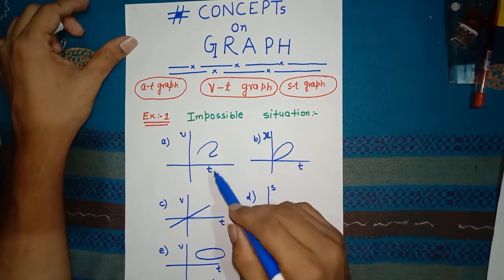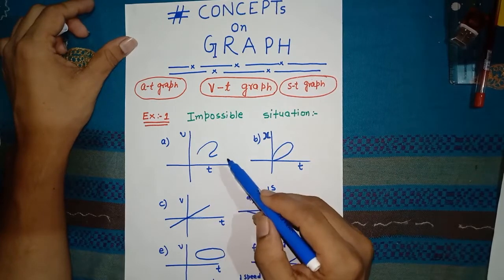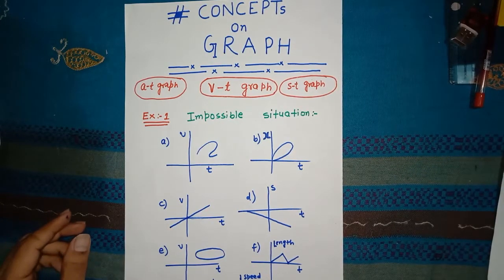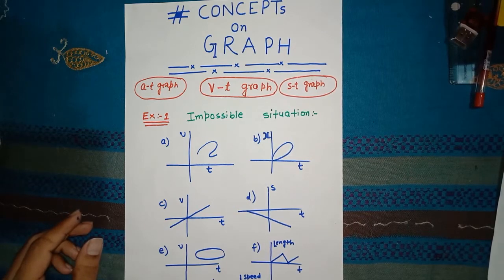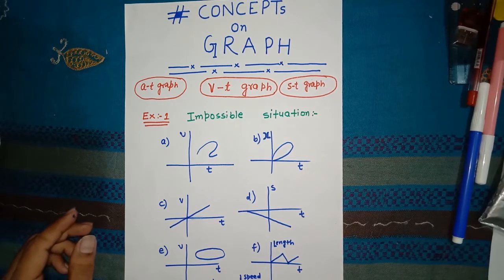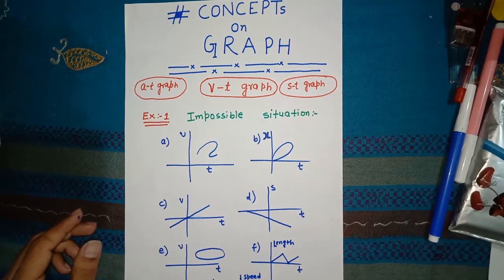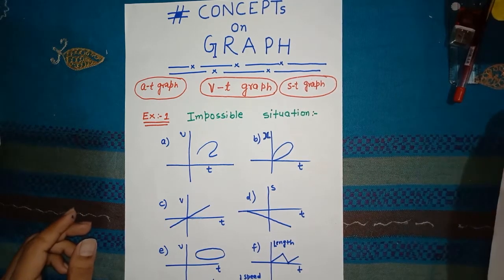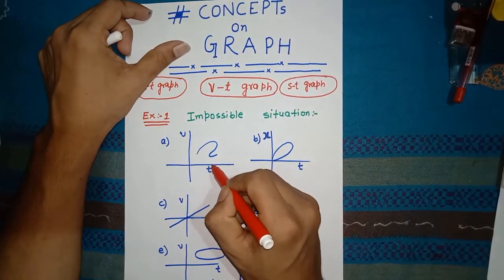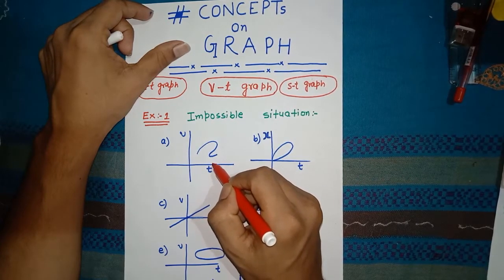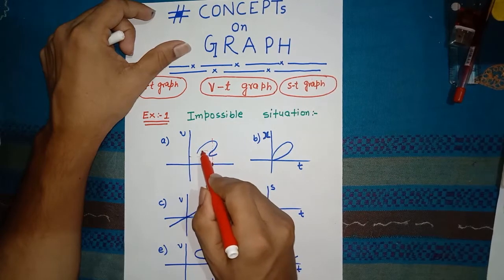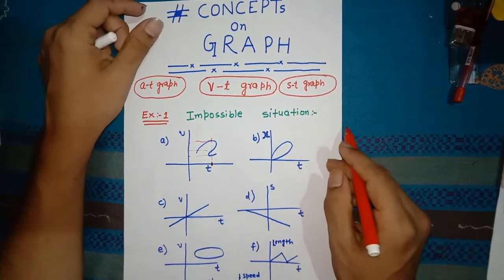In the first graph, this is a BT graph. Graph is like this. You already know that nobody has two velocities at the same time, isn't it? It means you never have two speeds or two velocities or two positions or two accelerations at the same time. That's why, let us say at this point of time, at this instant, I have three velocities. One is this, one is this, and one is this. That's why this graph is not possible.